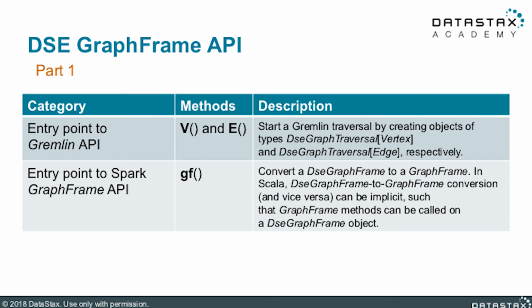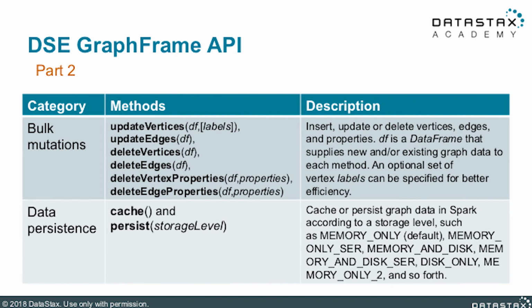In Scala, DSE GraphFrame is converted to Spark GraphFrame implicitly. Explicit conversion is done using the gf method. Third, we have very efficient methods for bulk mutations. We can insert, update, and delete graph elements with those. And last but not least, we have the data persistence methods cache and persist, which you may already be familiar with since they have the same purpose as similar methods available in Spark.